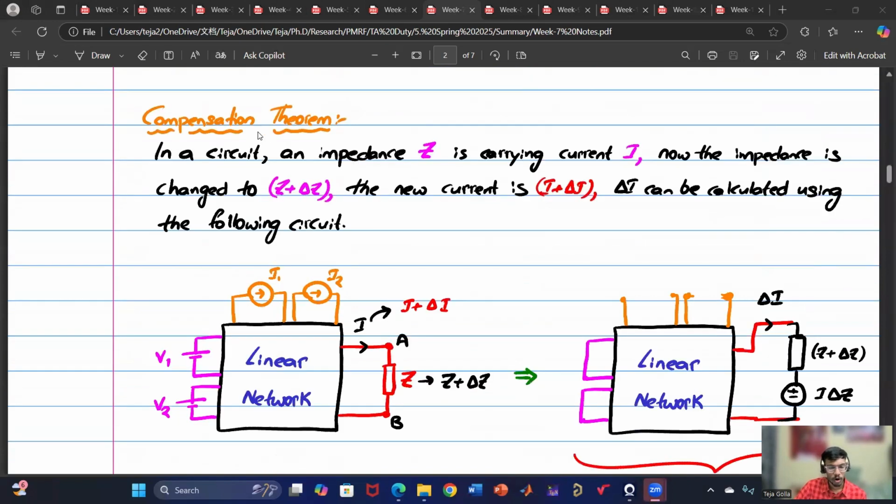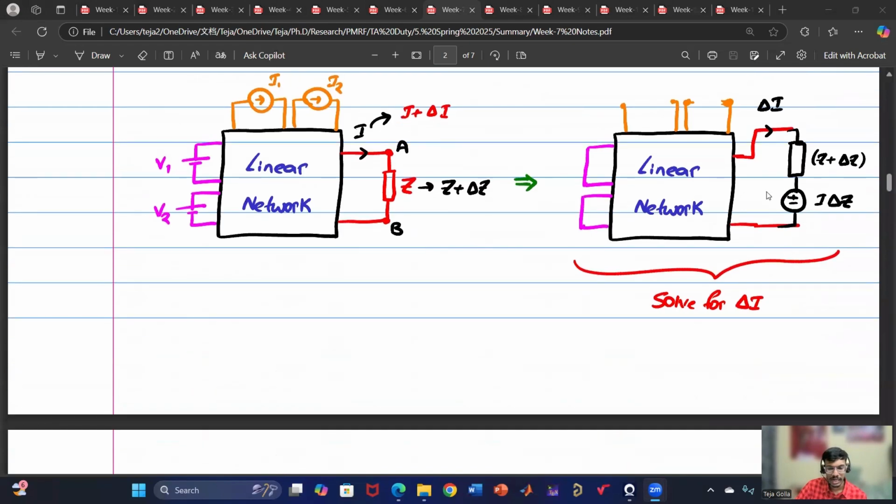Then we have discussed the compensation theorem, where if some impedance Z is replaced by Z plus delta Z and the current through it is I plus delta I, how do we calculate delta I? This is the net equivalent circuit where sources are not there, and it is replaced by this and the current is delta I. Here we have so many sources, but there we don't have any sources, so the whole network can be simplified to a simple resistance and easily solved.